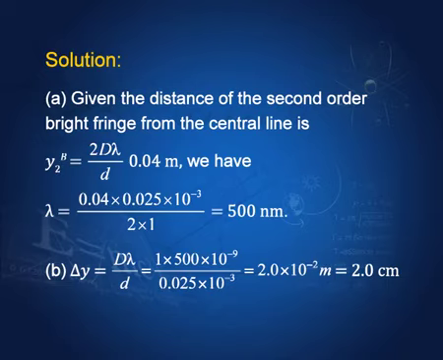You can also get the fringe width delta y, which is capital D lambda by d. So, we have found lambda. We know capital D, we know small d. So, we can calculate what the distance between the fringes would be. It is 2 centimeters, not surprising. The second fringe is at 4 centimeters, and the fringes are equally placed. Therefore, the distance between them must be 2 centimeters.